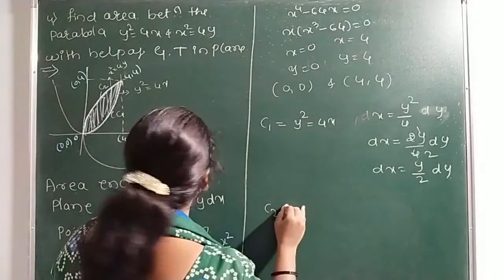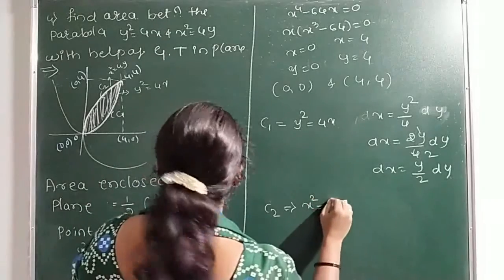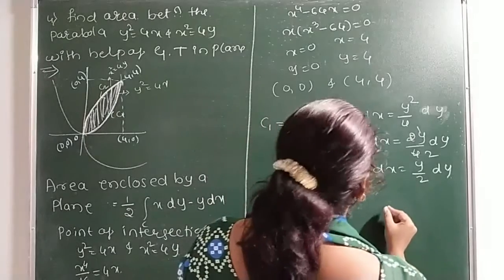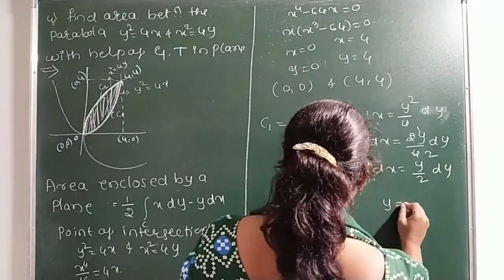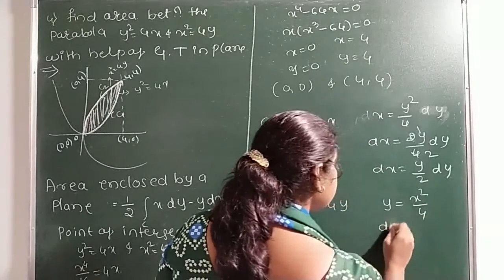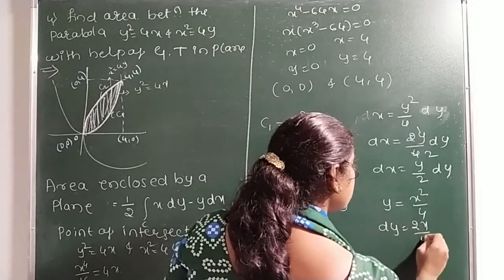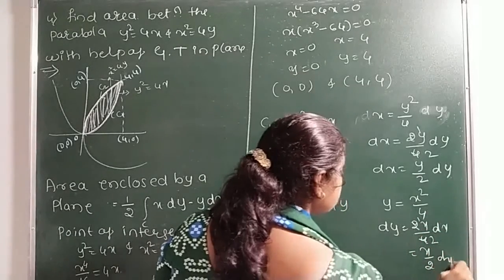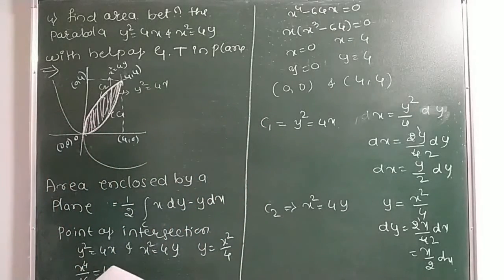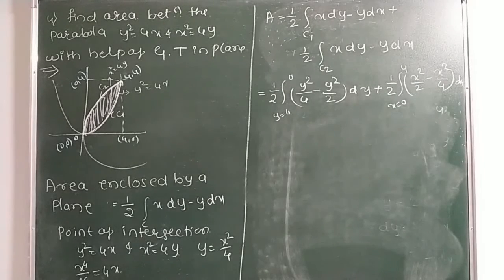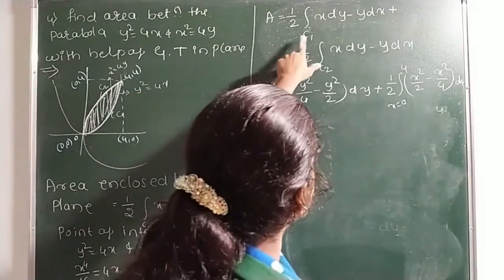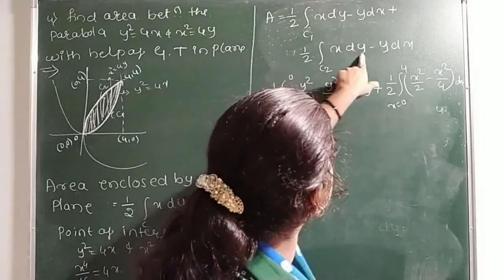And the C2 curve is x square is equal to 4y. This also we have to represent as y is equal to x square by 4, dy is equal to 2x by 4 dx. 2 ones are 2, 2 twos are 4. X by 2 dx. These you have to represent for curves 1 and 2. Now write A is equal to 1 by 2 integral of x dy minus y dx for the curve C1 plus 1 by 2 for the curve C2.